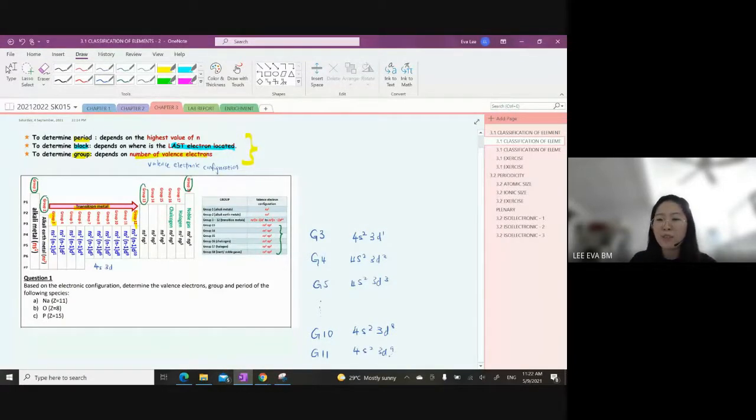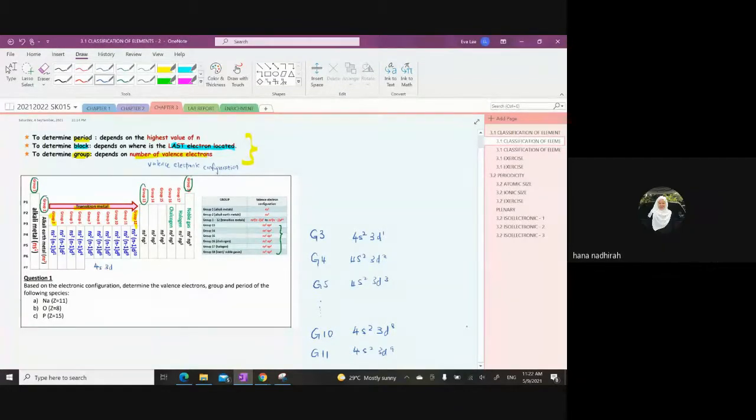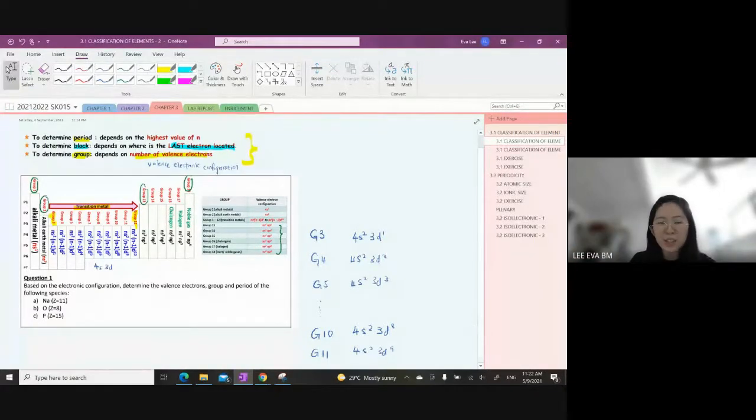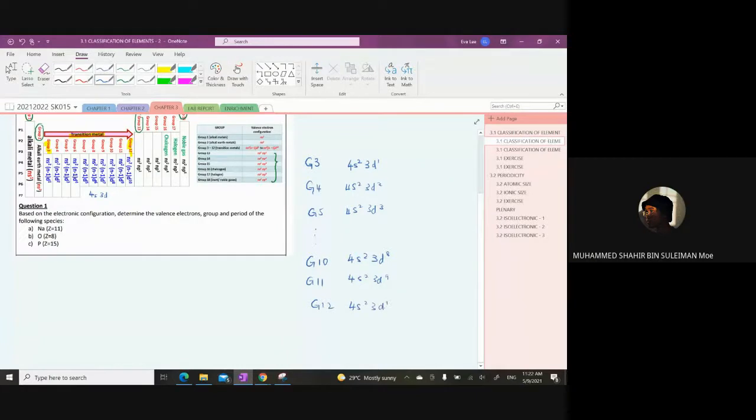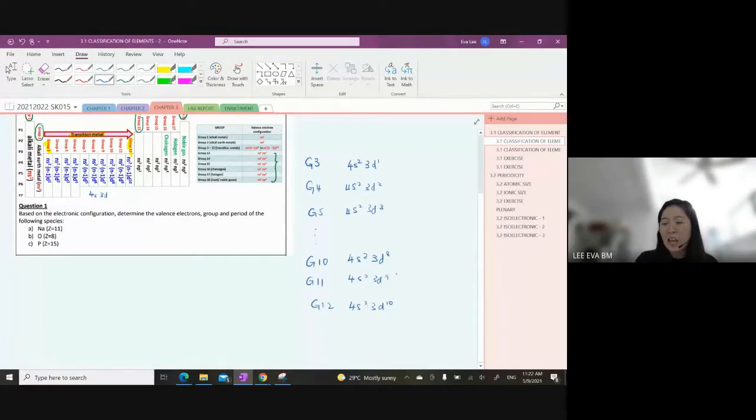How about group 12? How many valence electrons will you have? 4s2 3d10. Total valence electrons? How about the total valence electrons for group 12? 12 valence electrons. So for 4s2 3d10. Of course, you can also do it for 5s, 4d, or maybe 6s, 5d, or maybe 7s, 6d. So this is the special thing about the transition elements.